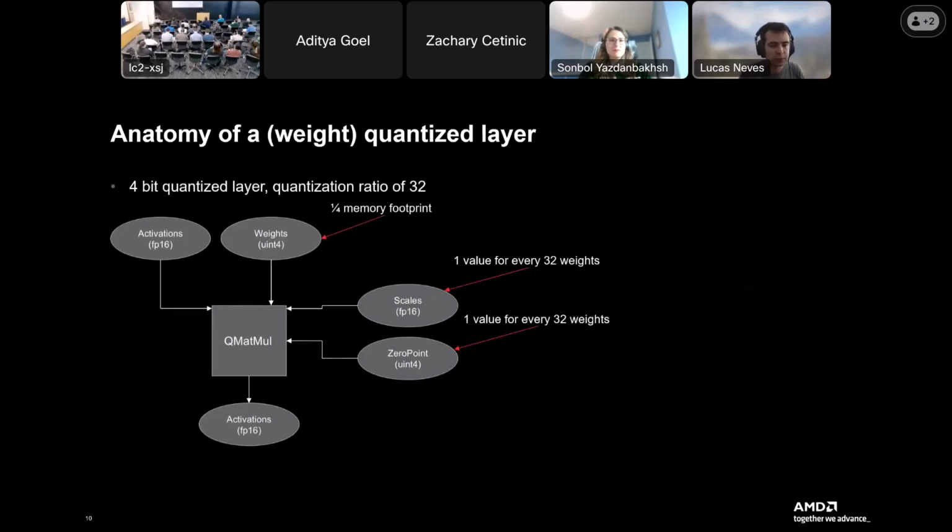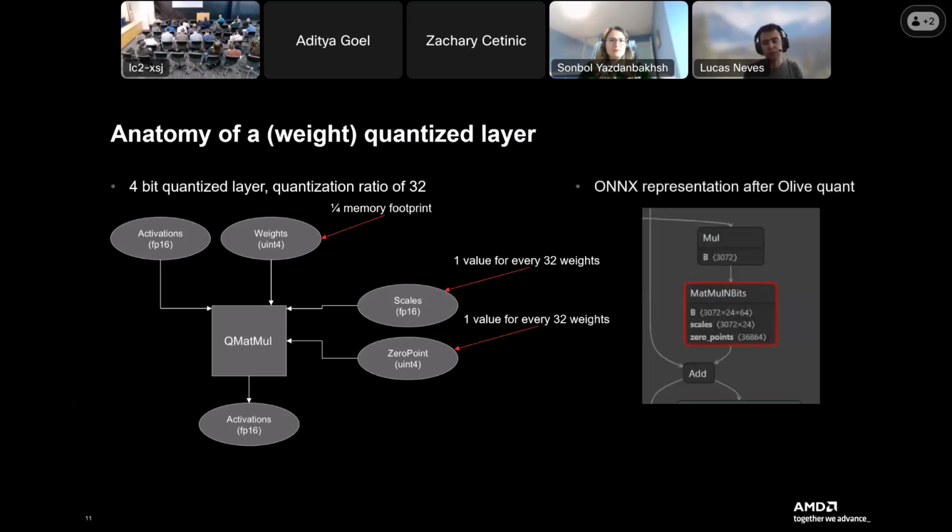The compression ratio means that you have a quarter of the memory footprint for your weights because they're all reduced to 4 bits instead of 16. Your scales and zero points, you actually have 1 for every n number of weights. In a block quantization scheme of 32, for example, you only have 1 scale factor for every 32 weights, or 1 zero point for every 32 weights. You can change these values. This is just an example. In the ONNX graph today, the way Olive does this is by implementing it using MatMulNBits, which is the representation for this layout.